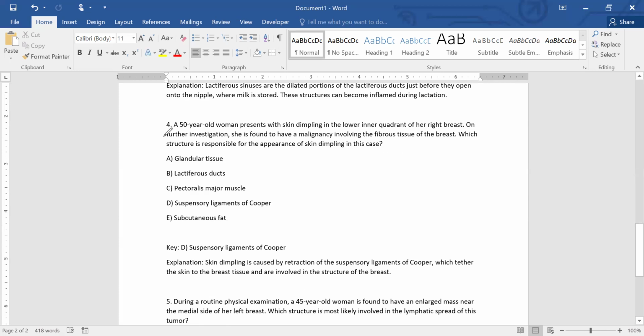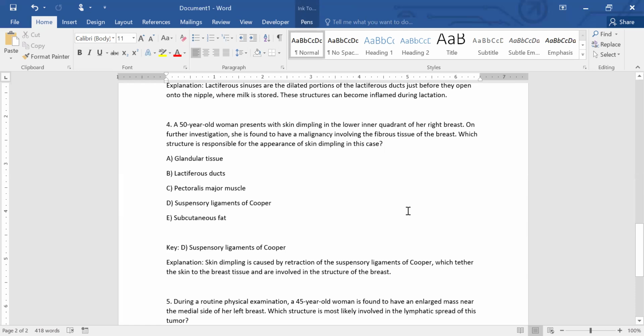Now, a 50-year-old woman presents with skin dimpling in the lower inner quadrant of her right breast. On further investigation, she was found to have malignancy involving the fibrous tissue of the breast. Which structure is responsible for the appearance of skin dimpling in this case? Now, is this the glandular tissue or the lactiferous ducts, pec major muscle, suspensory ligament of Cooper, or the subcutaneous fat? So, it is the suspensory ligament of Cooper.